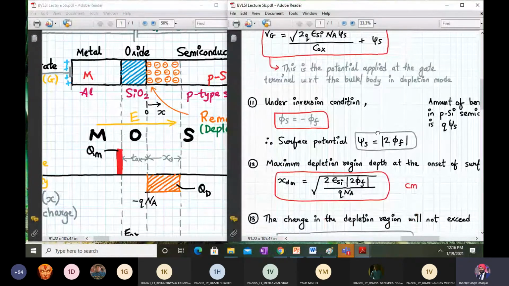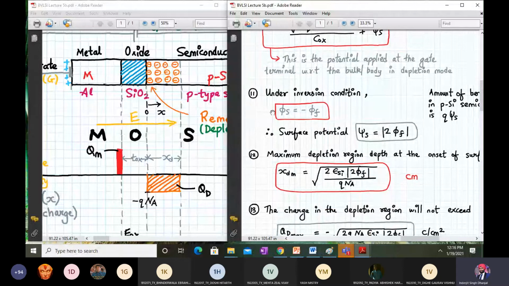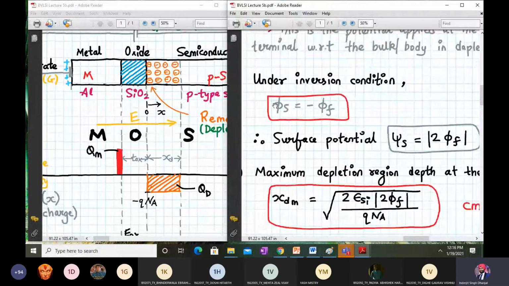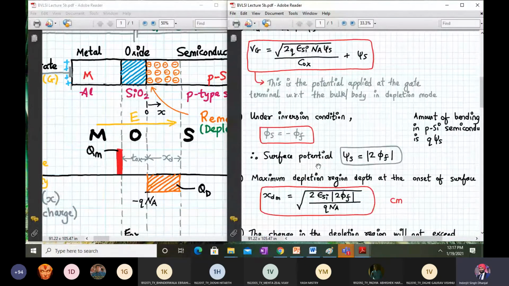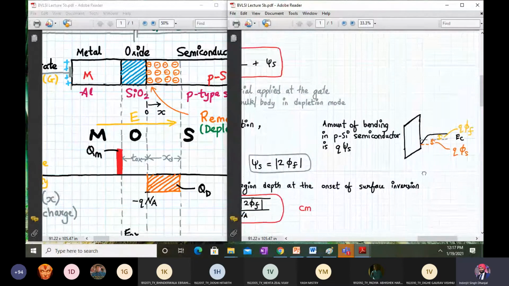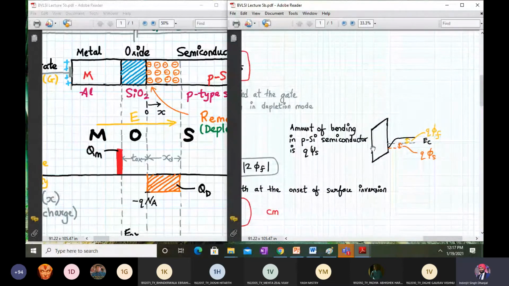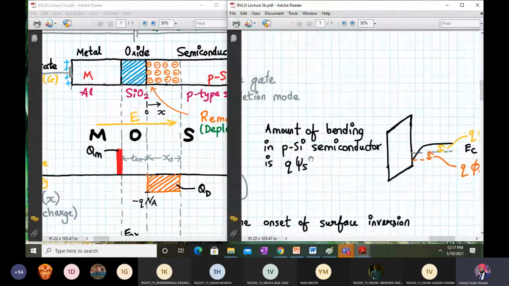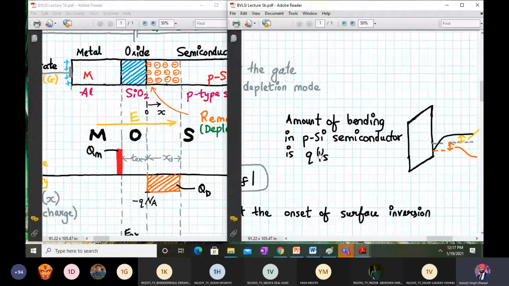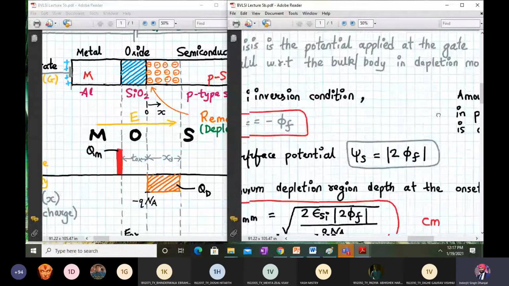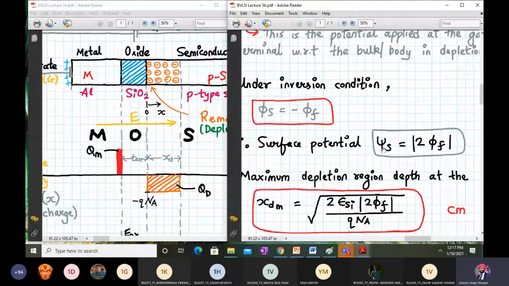Okay, now we'll move a little step forward. Just 2 minutes I'll require. Under the inversion condition, we have used this formula before, right? We have seen this condition, that is phi s, the surface Fermi potential, will be equal to minus phi f, the bulk Fermi potential. And the surface potential, or the amount of band bending, in case of a p-type semiconductor inversion layer, is given by q into psi s. If this condition is met, we have the surface potential given by mod of 2 into phi f.